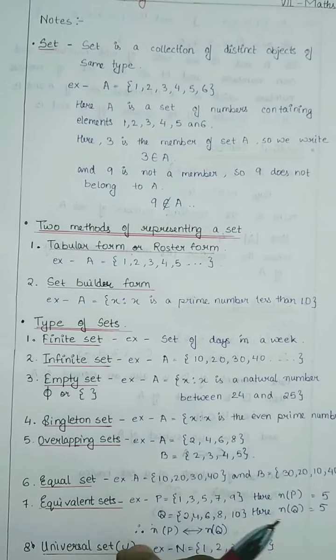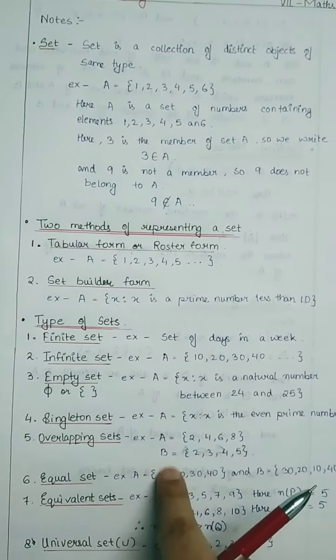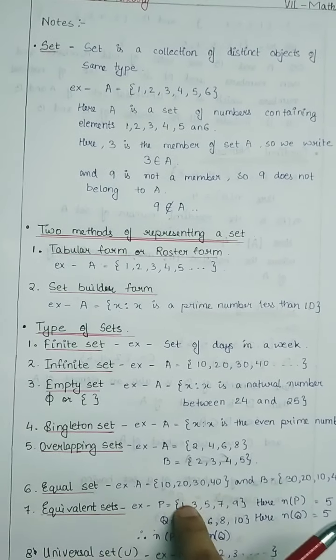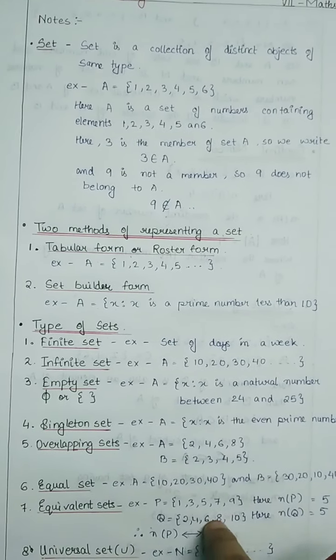Then comes equivalent sets. What are equivalent sets? They are different from equal sets. In equal sets, the elements should be the same. But in equivalent sets, the elements need not be the same. Like here, P is equal to 1, 3, 5, 7, 9 and Q is equal to 2, 4, 6, 8, 10. All the elements are different, but the number of elements is the same. P has 5 elements, 1, 2, 3, 4, 5, and Q also has 5 elements, 1, 2, 3, 4, 5.